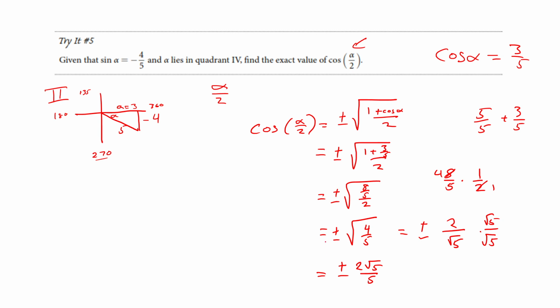Okay, now we are taking a cosine, and it's alpha over 2, so alpha over 2 is in the second quadrant, which we've reasoned our way through. So cosines in quadrant 2 are negative. So our final value here would be negative 2 radical 5 over 5.